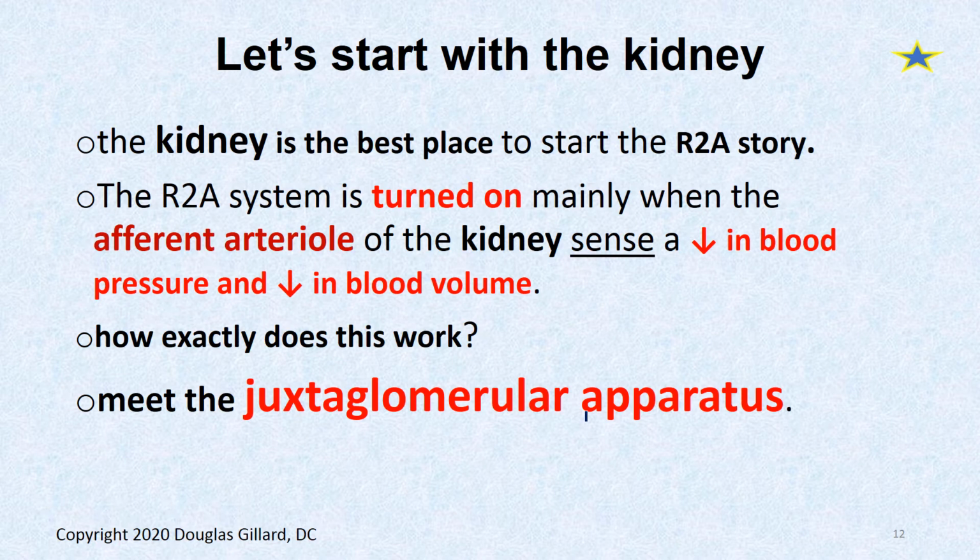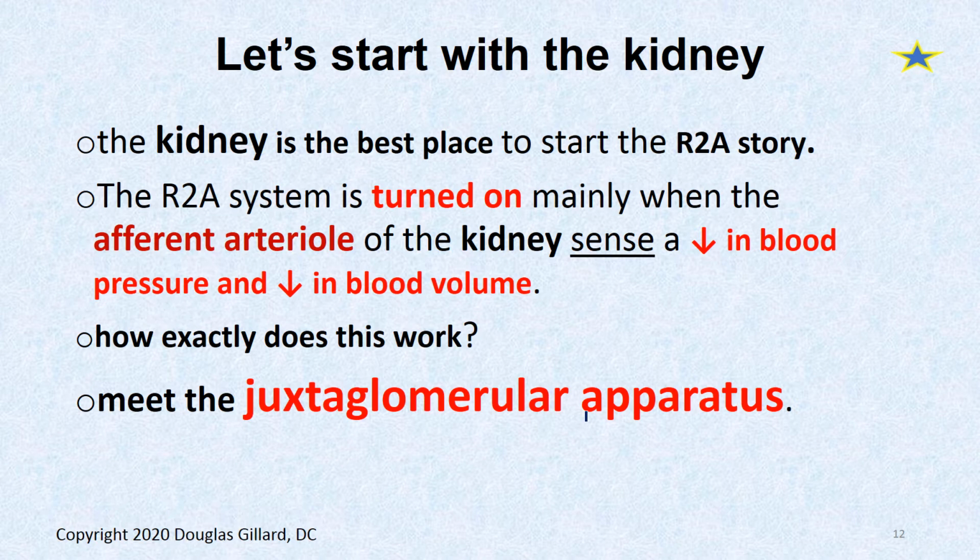All right, so let's take a closer look at how this R2A system works. The story starts in the kidneys, and it's really turned on when the afferent arteriole of the kidney and a little bit of the efferent arteriole sense a decrease in blood pressure, or you could say a decrease in blood volume. That freaks them out. And when that happens, they release their hormone, which is called renin.